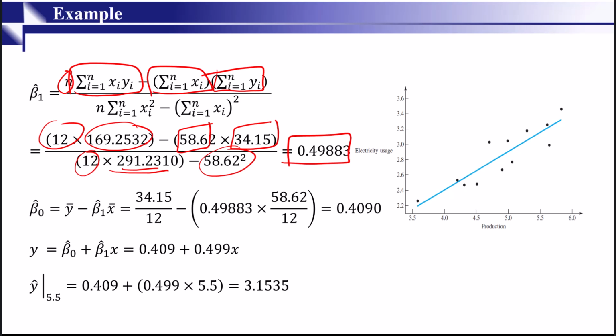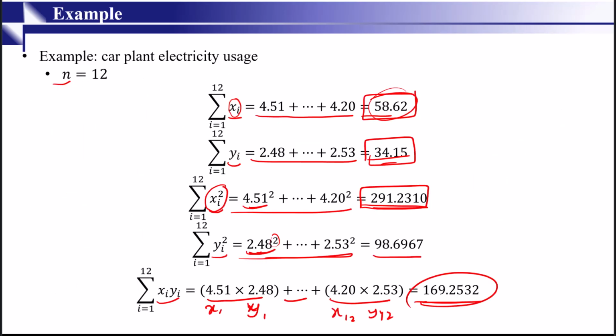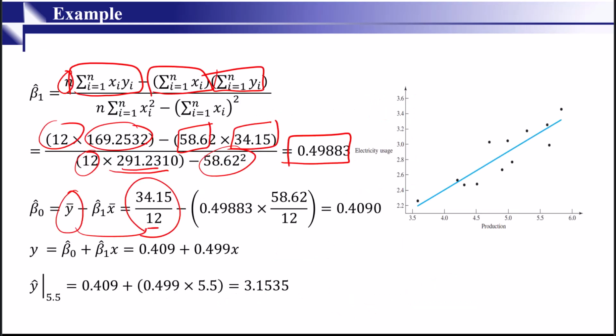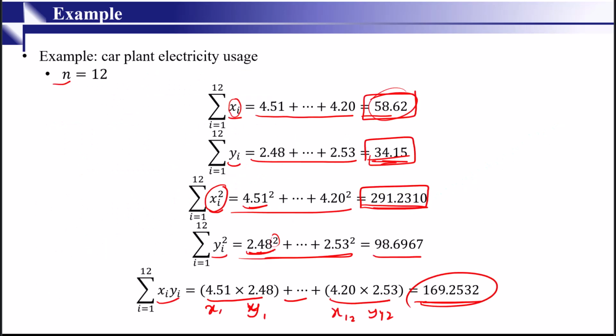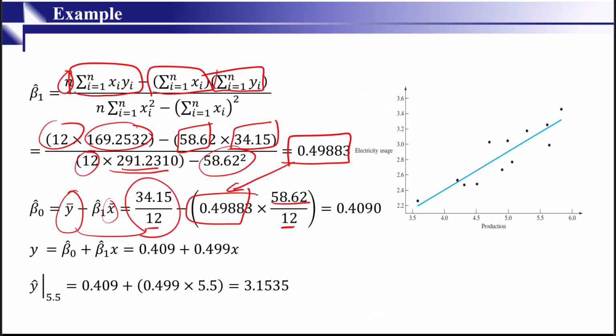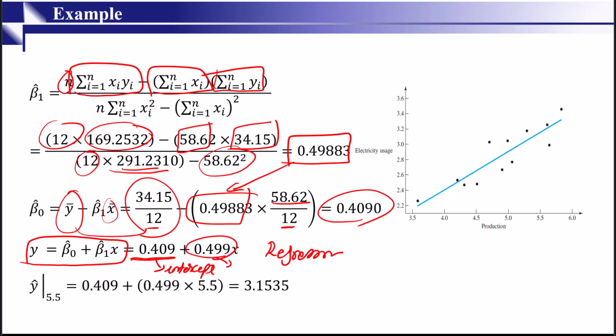Next, based on the equation, beta hat 0 is equal to y bar minus beta hat 1 times x bar. Here, the sum of all y values, 34.15, divided by n, 12, minus the value that we found here, multiplied by x bar, the sum of all x divided by n, 12. Then you can find 0.490, right? So we found the line. This is the regressor: y is equal to beta hat 0 plus beta hat 1 x. This is the intercept, and this is the slope of the line.